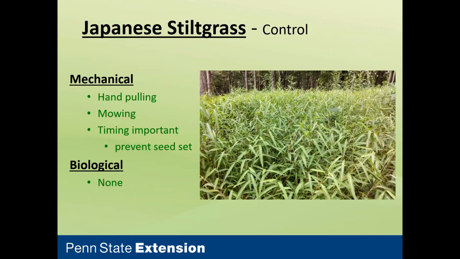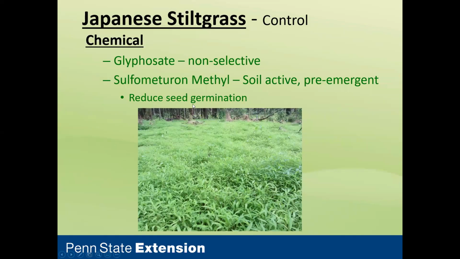So mechanical control would be things like hand pulling or mowing. Keep in mind this is a late summer, early fall seeder, so we want to try to do any kind of control measures before seed is set, and so keep that in mind. Pulling or mowing would be very difficult on most infestations. There's no biological control on this plant that I'm aware of. A site like this, it would not be practical to mow it or try to even consider pulling it out of the ground.